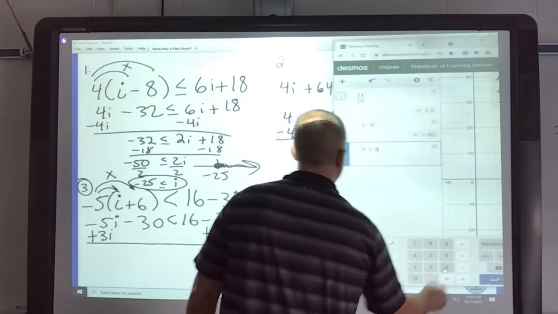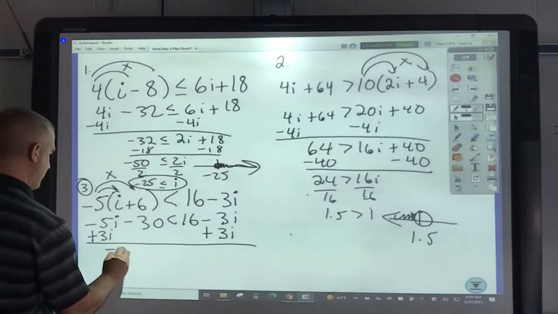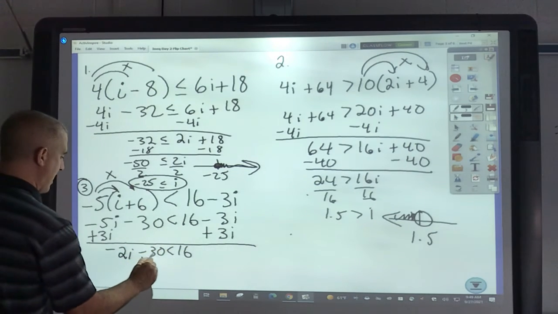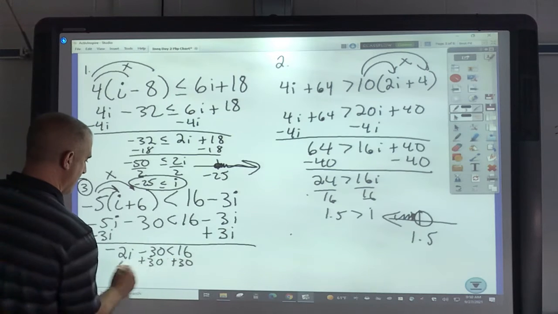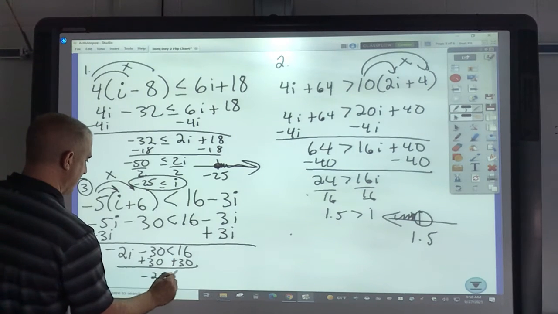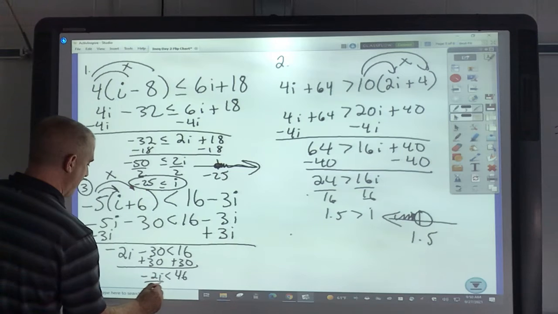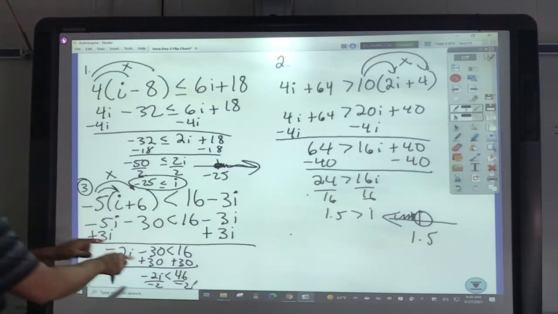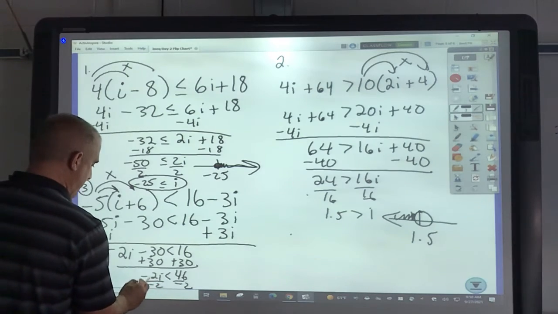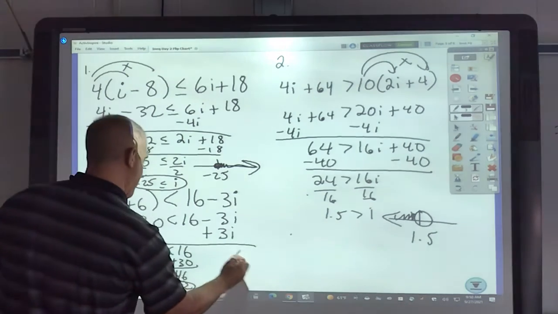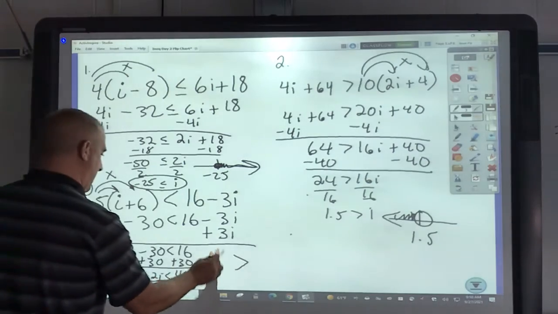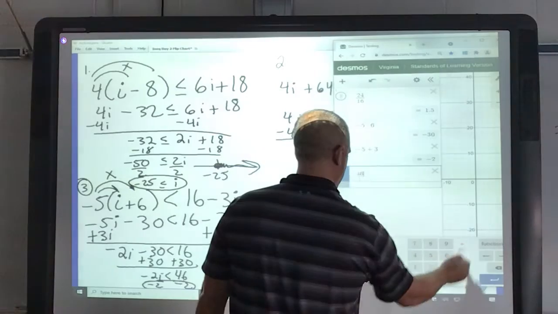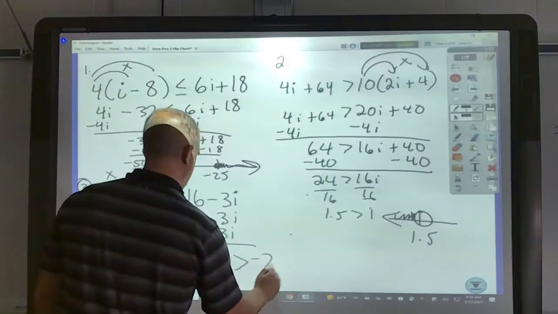Negative 5 plus 3 gives me negative 2i minus 30 less than 16. We would add the 30, add the 30. That's going to be negative 2i less than 46. And now I want to divide by a negative 2. Now, we talked about this in lesson 1: when I divide by a negative, when that thing I'm dividing by is a negative, I've got to flip that inequality. So now it goes like that. So i greater than 46 divided by negative 2 is negative 23.